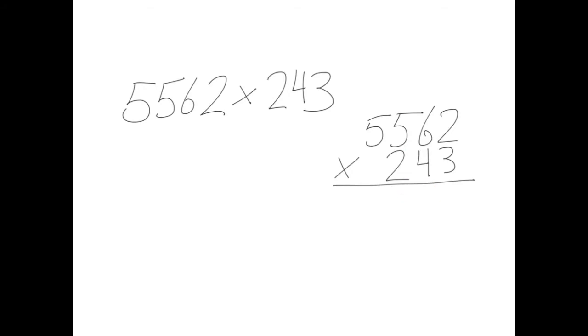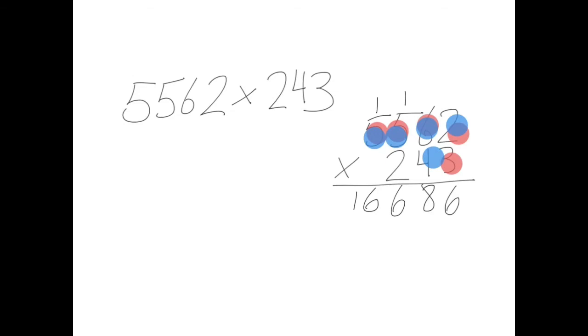So, our first step is the same. As always, we are going to multiply our 3 across the top. 3 times 2 is 6. 3 times 6 is 18. Carry my 1. 3 times 5 is 15. Plus 1 is 16. And 3 times 5 again is 15. Plus 1 is 16.